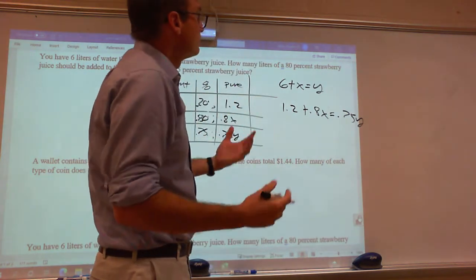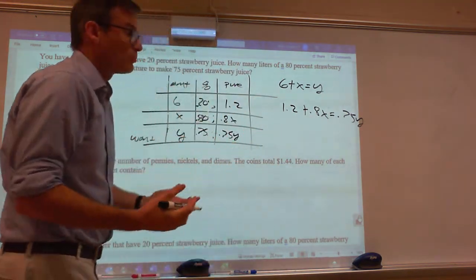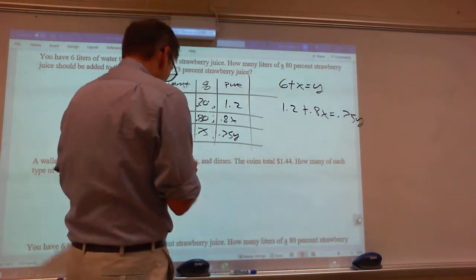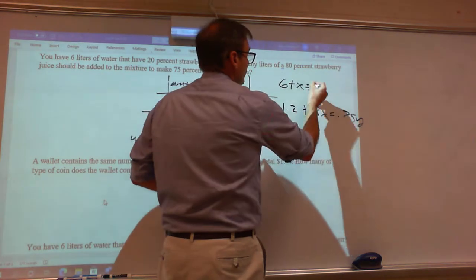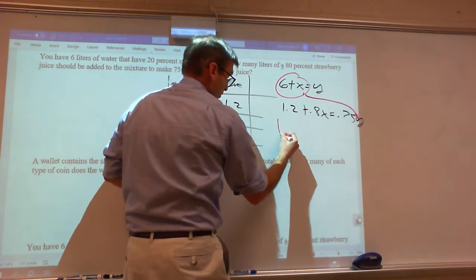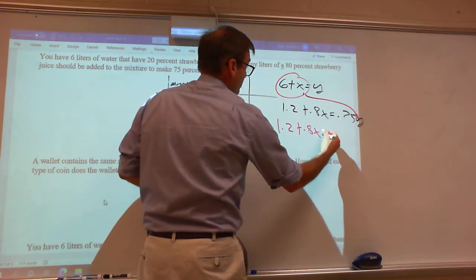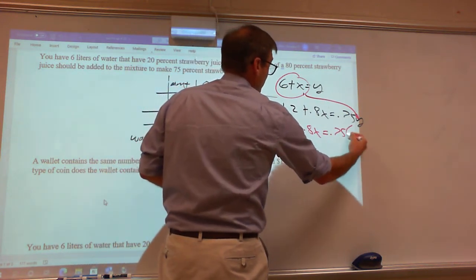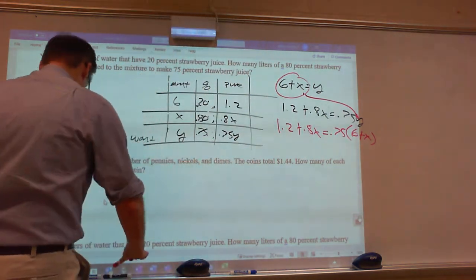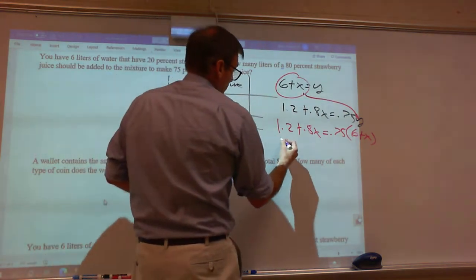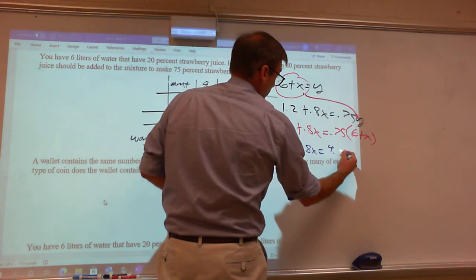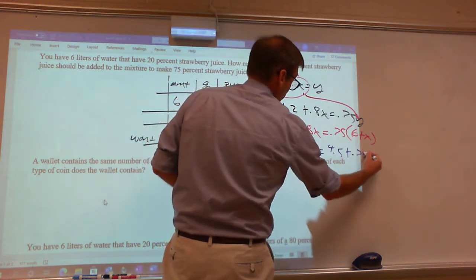All right. Now, this is screaming substitution, meaning I'm going to replace y, whatever y is, I'm going to plug that in here, so I end up with 1.2 plus 0.8x is equal to 0.75 times (6 plus x), and now I solve. When I distribute, I'm going to get 1.2 plus 0.8x equals 4.5 plus 0.75x.